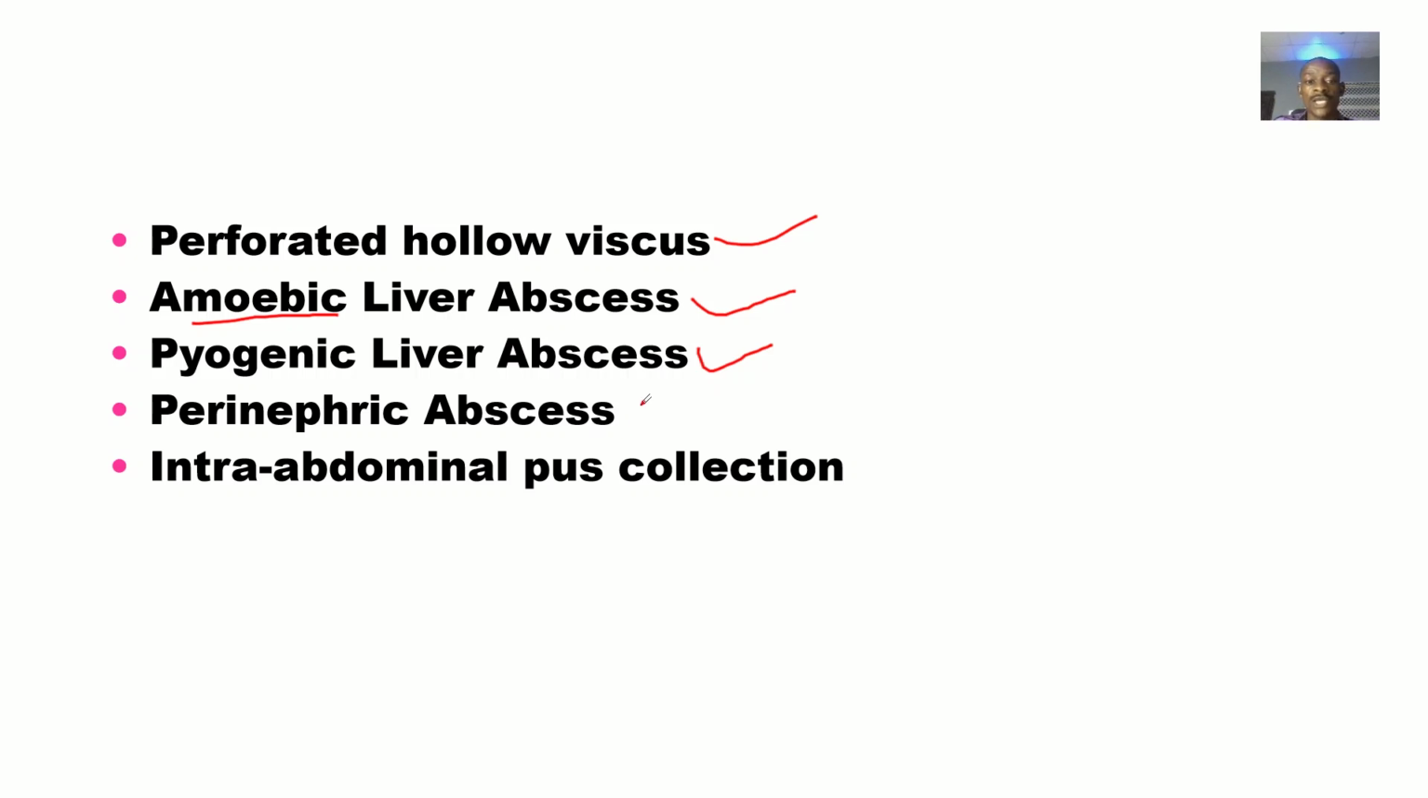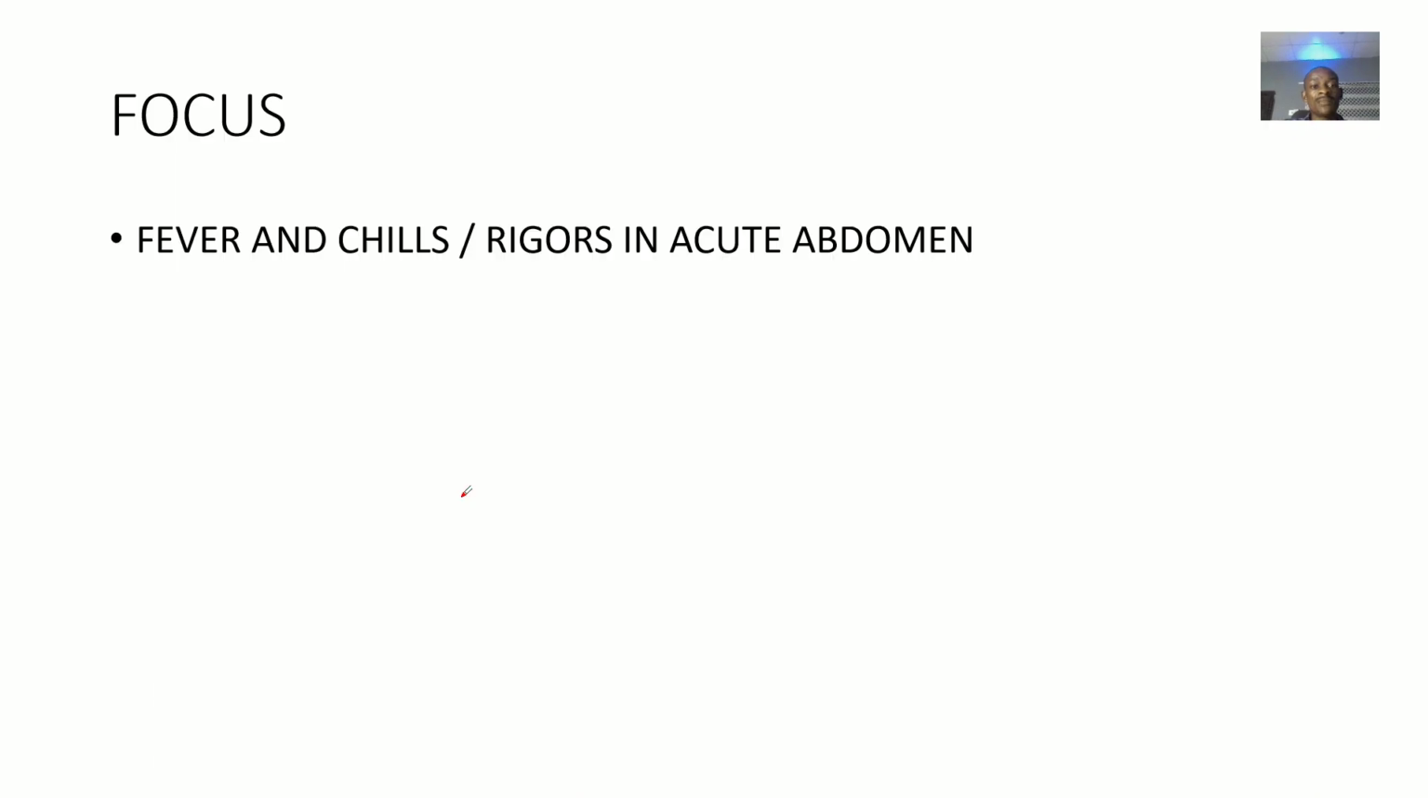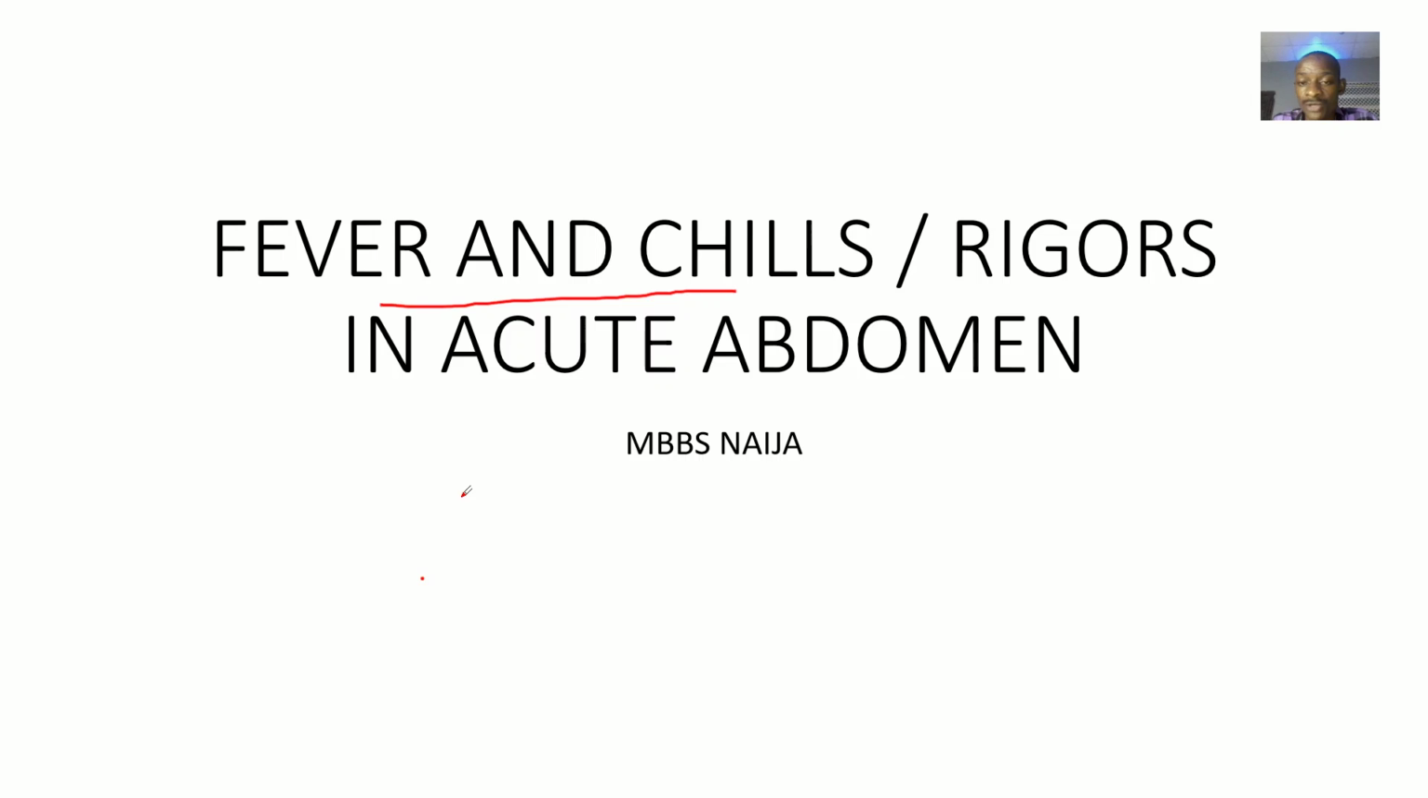All right. It could be as a result of perinephric abscess. It could be as a result of what? Intra-abdominal pus collection. All right. So that's it about the chills and rigors that could actually be seen in acute abdomen.